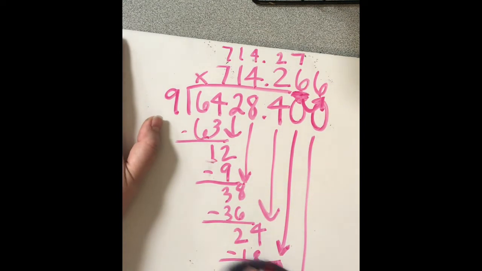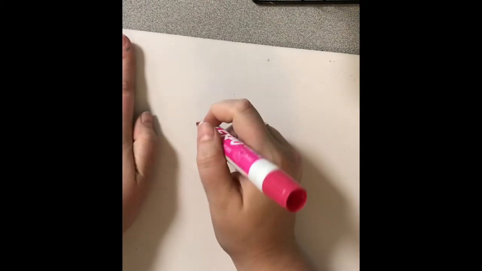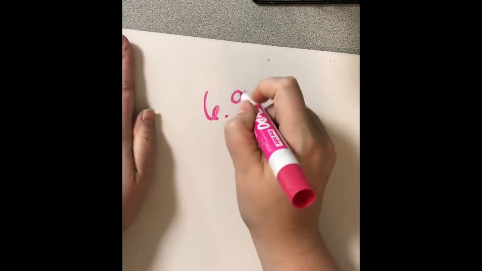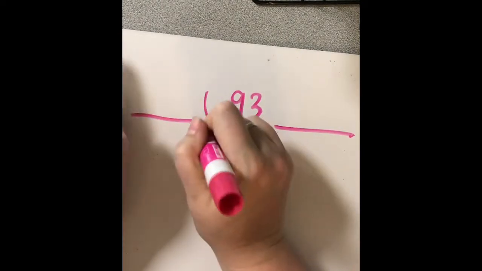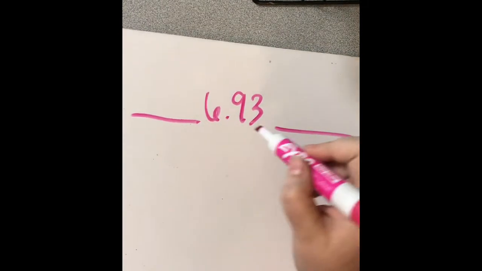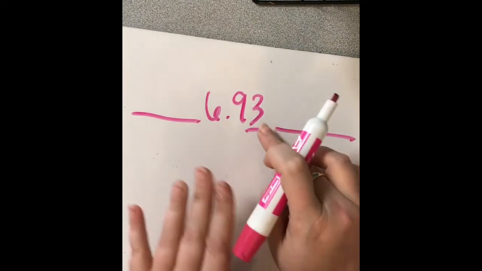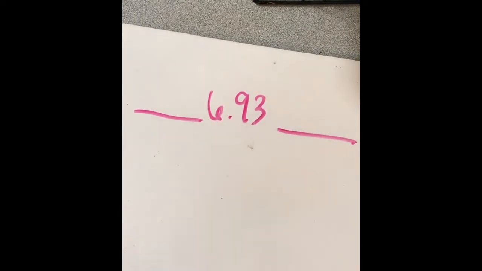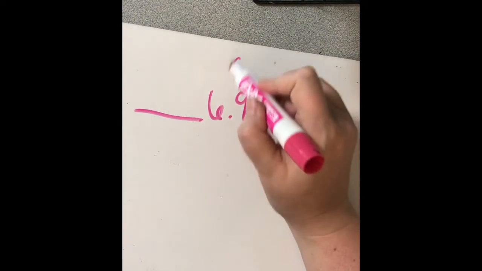Let's see. Let's do 100th less and 100th more. So we've got 6 and 93 hundredths. We need to do 100th more and 100th less. This one should be easy because it's already got the, oh, we're doing 100th. No, we're doing a 10th today, Miss Leslie. Oh my gosh. A 10th less and a 10th more.